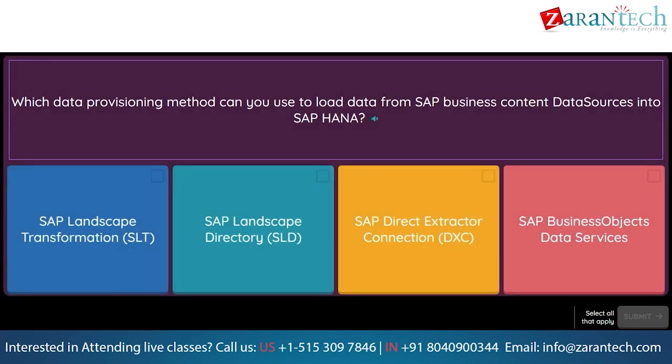Question: Which data provisioning method can you use to load data from SAP Business Content data sources into SAP HANA? Option 1: SAP Landscape Transformation, SLT. Option 2: SAP Landscape Directory, SLD. Option 3: SAP Direct Extractor Connection, DXC. Option 4: SAP Business Objects Data Services.